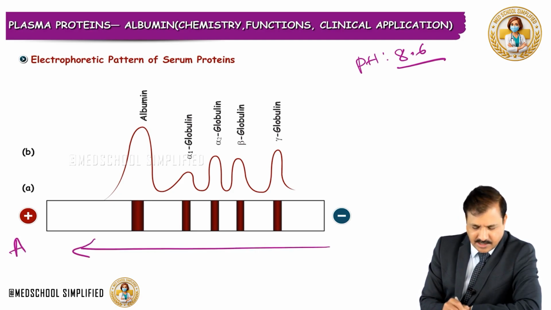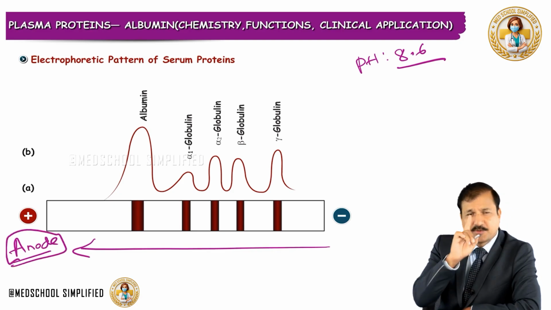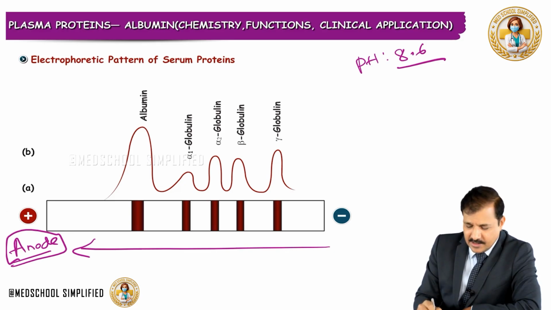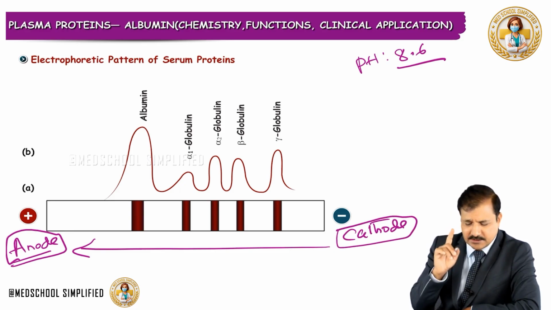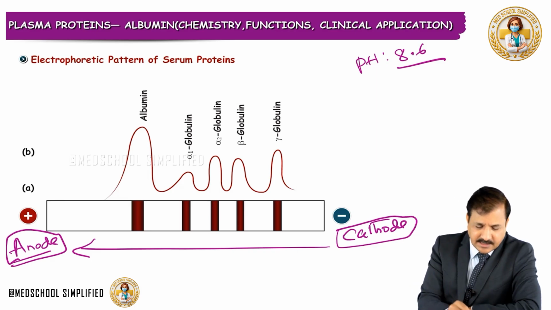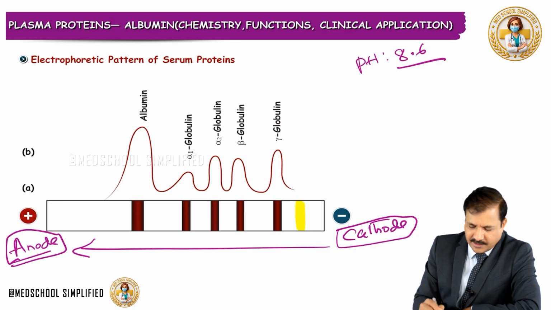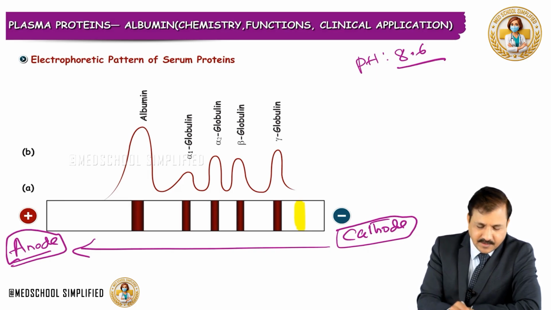See, the positive diode is the anode here. Make sure you remember that. Anode is the positive diode. Cathode is the negative diode. Always, by convention, the sample is applied at the cathode side. This is the point of sample application. I am highlighting that here. Sample is applied here.